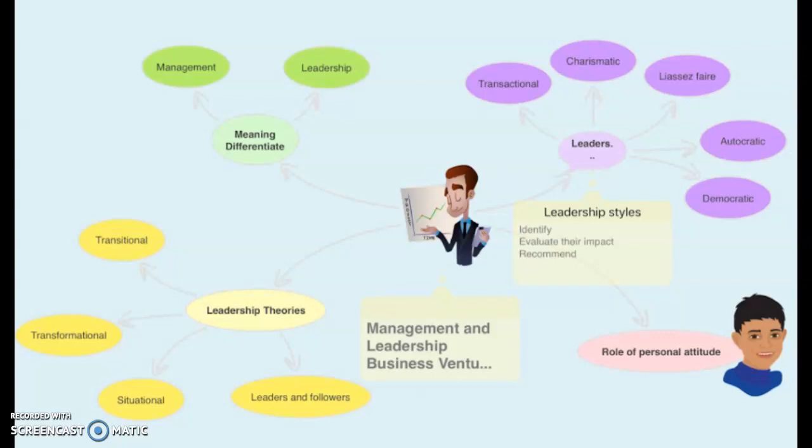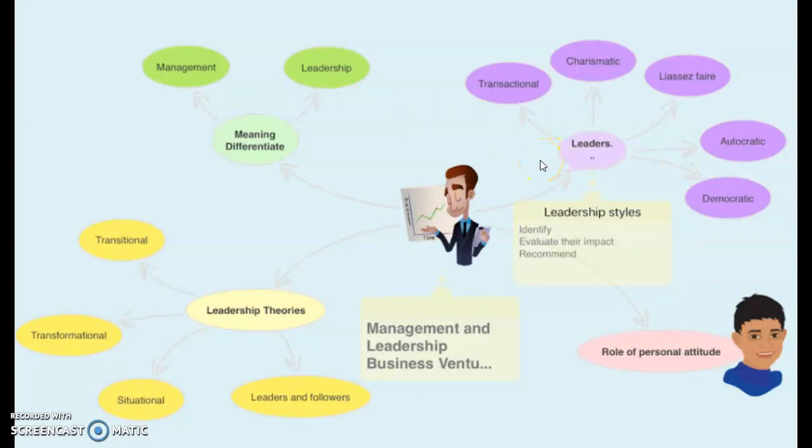This falls under business ventures, so it is often asked in the paper too. So the first thing we need to know is the meaning of management and the meaning of leadership, right? Besides that, we are going to have to be able to compare these two concepts, management and leadership. The next area is leadership styles.